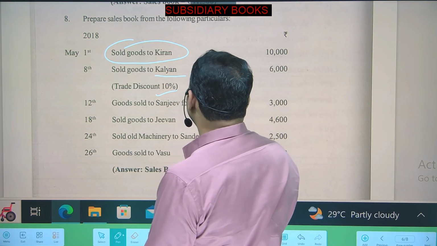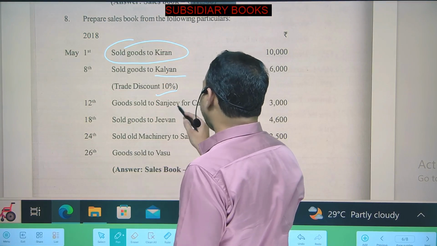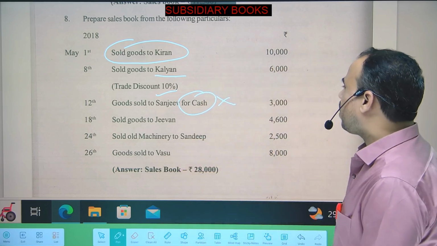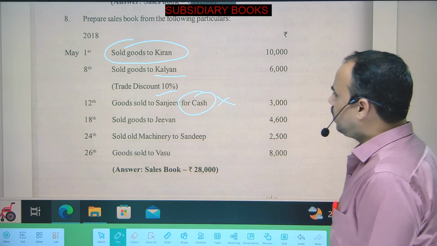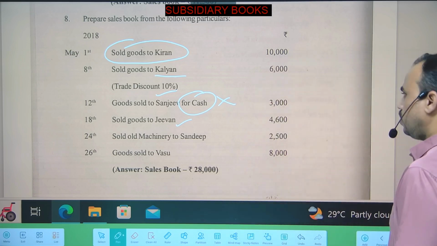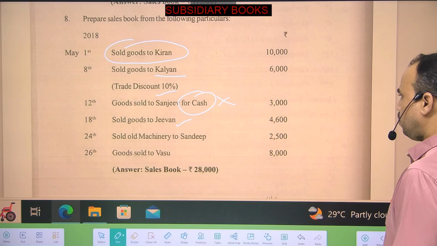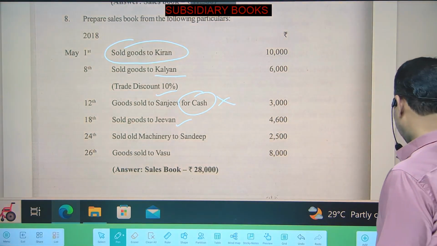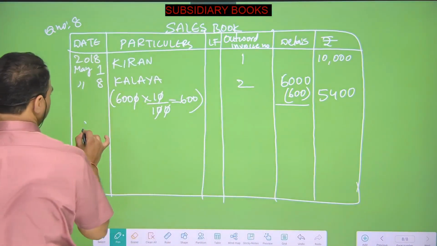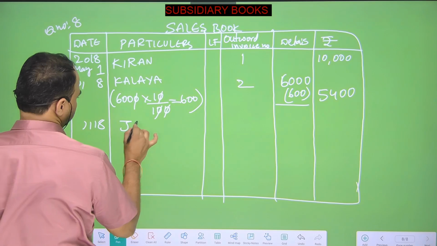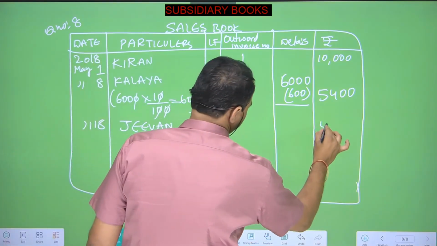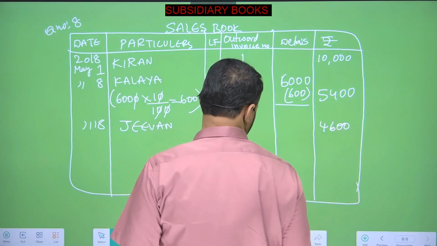Goods sold to Sanjeev for cash. How did we sell the goods? For cash. So we will not record it here. Okay, next one, sold goods to G1, we have to record. So G1, 18th date, and what is the amount? 4,600. Date 18, name G1, amount 4,600.